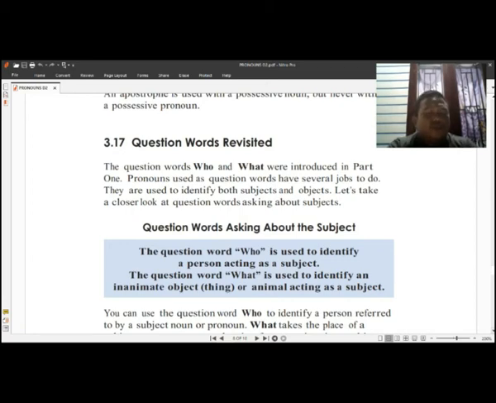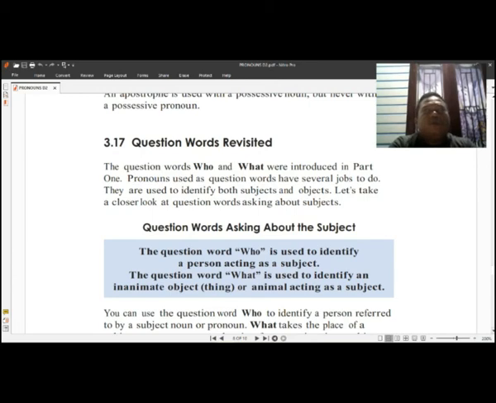So we always use who when the answer to the question is about a human, about people, about things that have gender, masculine or feminine.